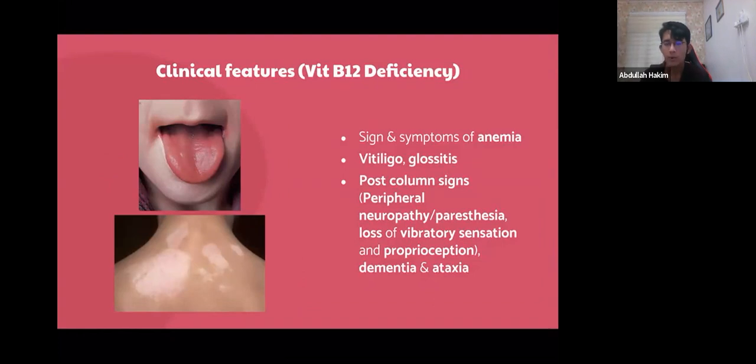Next, we can look for CNS symptoms like posterior column signs, which include peripheral neuropathy or paresthesia, which is numbness or tingling or burning sensation of the extremities, and also loss of vibratory sensation and proprioception, and there can be dementia and ataxia.